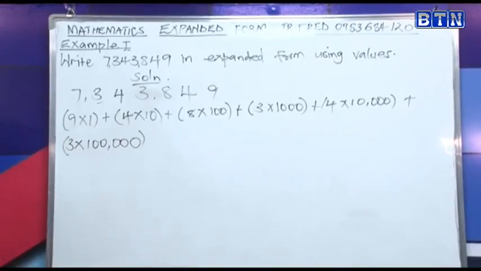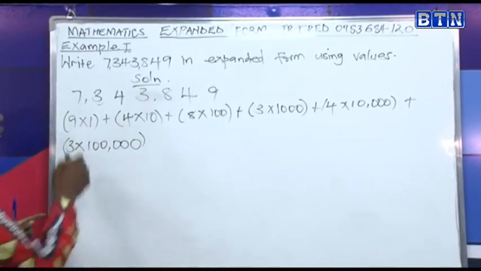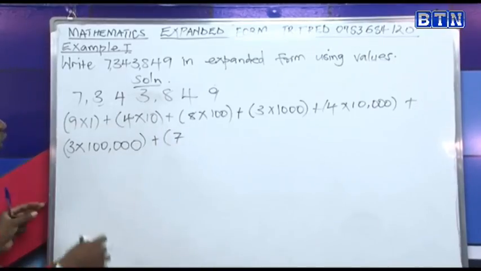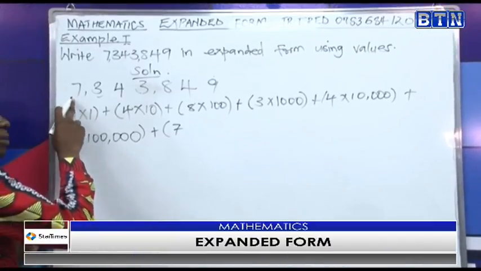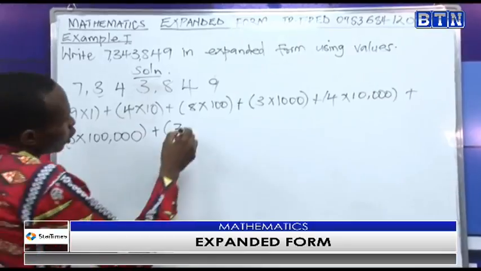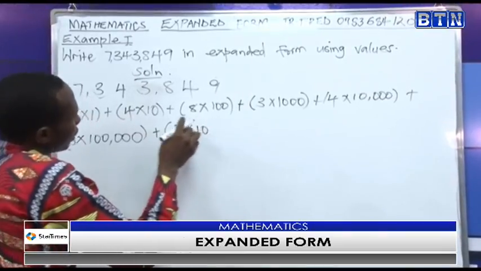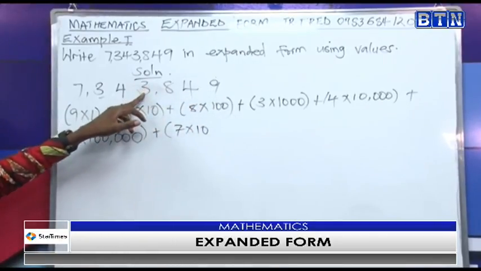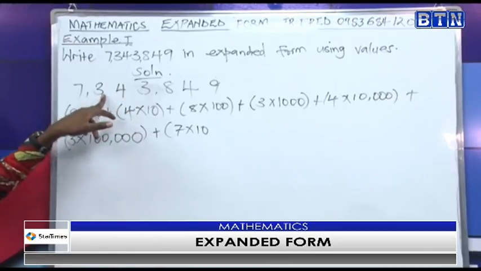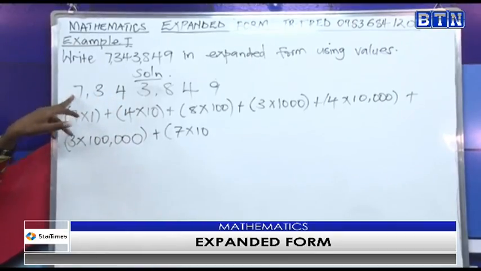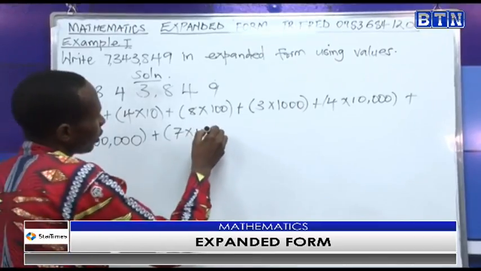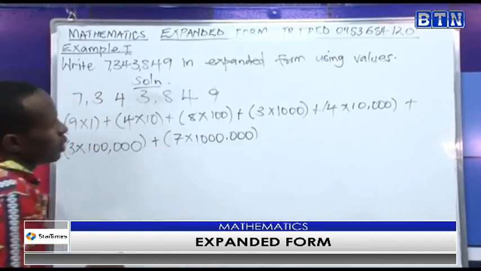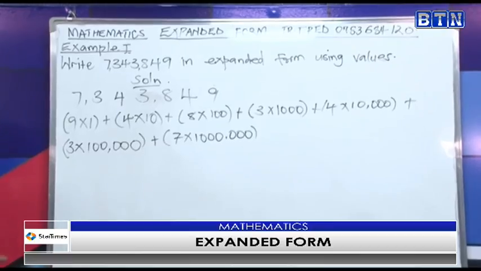So after multiplying it by 100,000, I will come to the next digit, that is 7. So I'll say plus the next digit, that is 7. What is the place value of 7? When we look at 7, 7 is taking the place value of 100. So we shall multiply by 1 million. It is taking the place value of a million, not 100. This is ones, tens, 100, thousands, 10,000, 100,000. So if this one is taking 100,000, then 7 will take a million. So we shall multiply it by a million. And a million has got 6 zeros. So from there, we shall come to the last step.